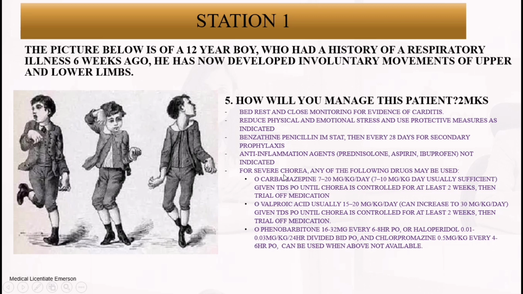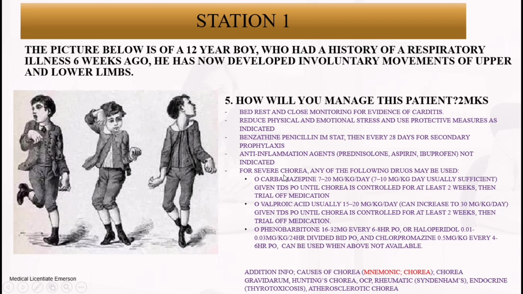Yeah, I think we are done on this one. So this is some additional info. For the causes of chorea, we have the mnemonic CHORea itself. C for chorea gravidarum, which is chorea which happens during pregnancy. Then we have Huntington's chorea. We have oral combined pills or oral contraceptive pills. Then we have rheumatic, where we have Sydenham's chorea. Then we also have endocrine, thyrotoxicosis. Then we have atherosclerotic chorea. Then that's all for this station.